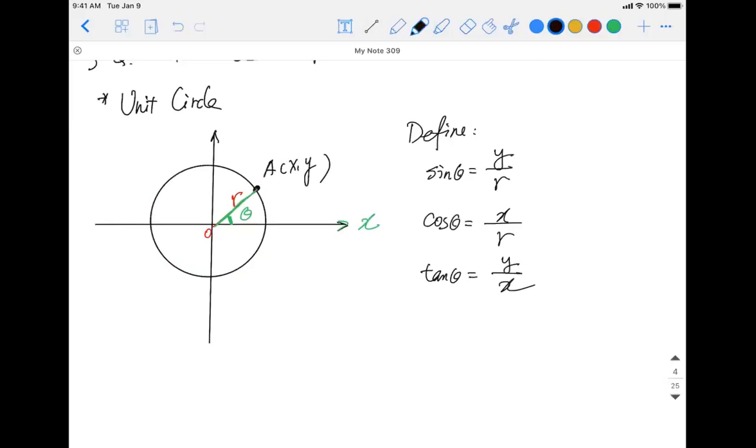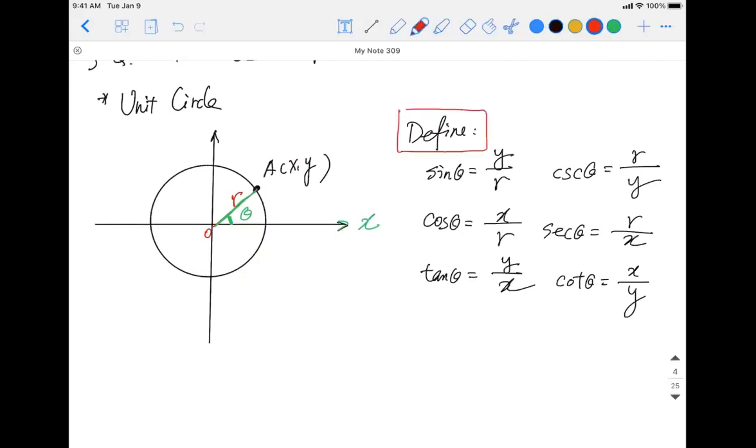And like I said, these are the three most important trigonometric functions. And if I take the reciprocal, I will get three not so important ones, but still I'm gonna write them here. Cosecant theta is the reciprocal of sine, r over y. Secant theta, reciprocal of cosine, r over x. And cotangent theta is the reciprocal of tangent, x over y. Again, this is a definition, right? Nothing really special.